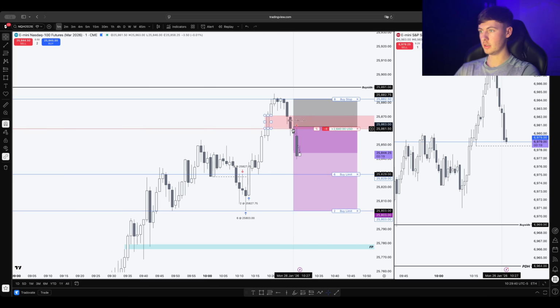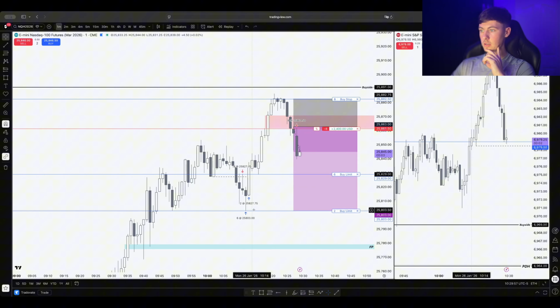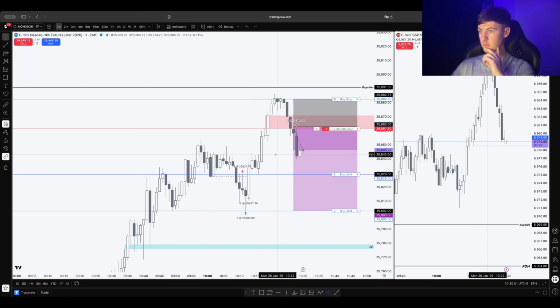Entered short as soon as price retested the inversion gap there on the 1 minute. Didn't wait for a retrace into this SIBI because the inversion gap came before the SIBI. So that was clean enough to enter short there. Obviously we've got clean equal lows as well below price, which is even better. We've also inversed this gap on the 1 minute, so do believe we shall run.